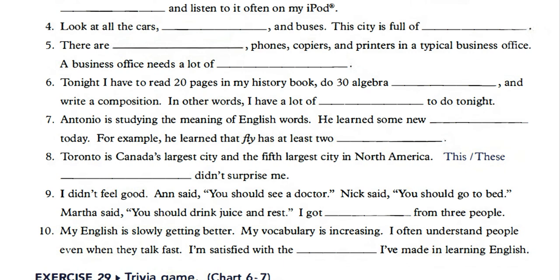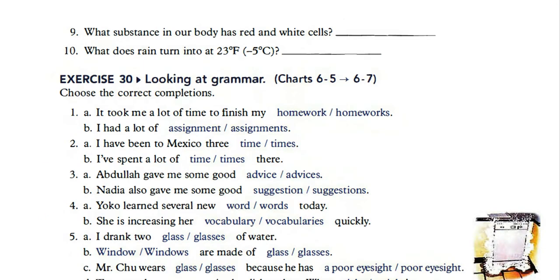Number 10, we have my English is slowly getting better. My vocabulary is increasing. I often understand people even when they talk fast. I'm satisfied with progress. So I'm satisfied with progress, not progresses. Progress moves one step at a time and it will be in one line. So progress I have made. Number 9, the answer is advice. I got advice. You should drink juice and rest. I got advice. So try to answer the other questions. That's good for you. And let's move to the next part.